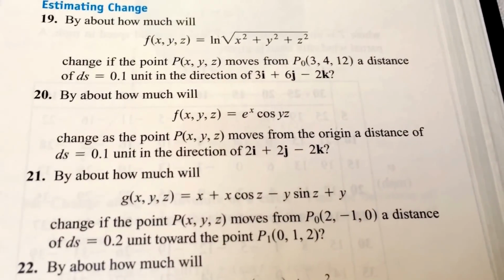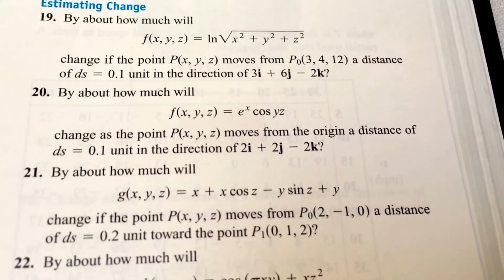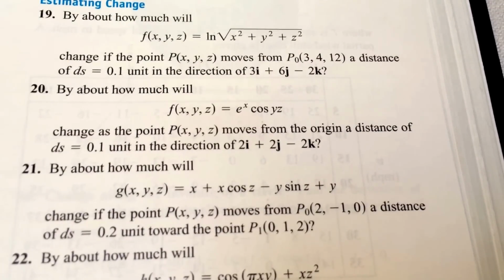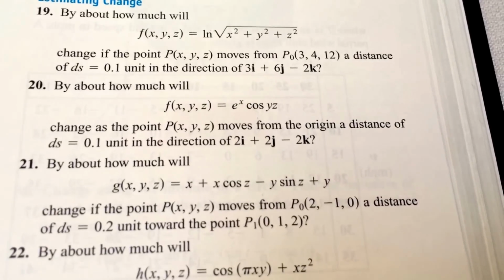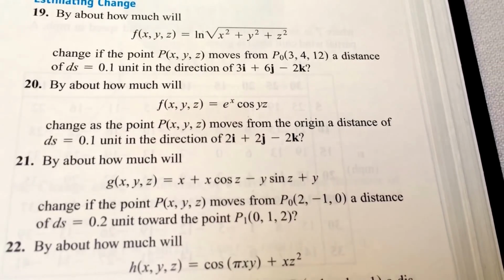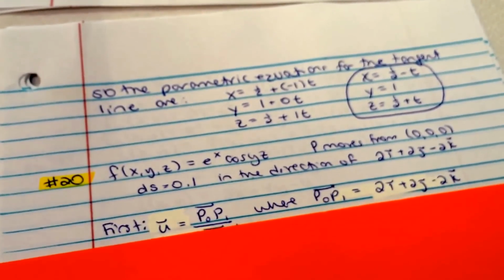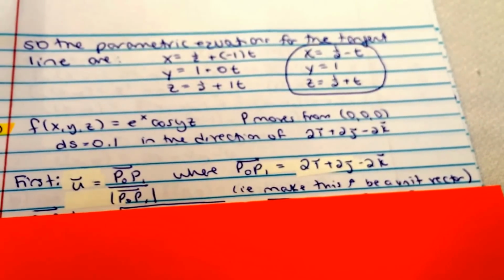Let's move on to this estimating change. So we're going to look at number 20. It says, by how much will this function change as the point moves from the origin a distance of 0.1 units in the direction of 2i plus 2j minus 2k? All right, so I've written that down here. First, remember, whenever you talk about direction, you've got to have it as a unit vector.